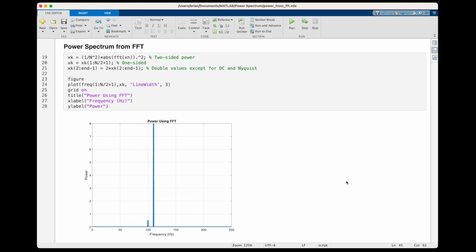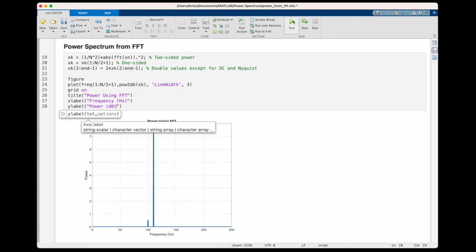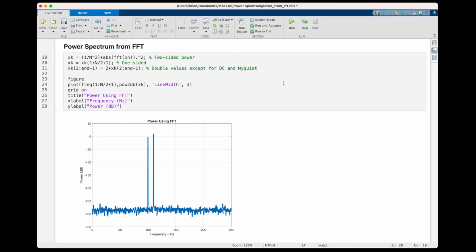But often, we like to look at power in decibels, so let me do that here real quick with the pow2db function, and then rerun this script. And this is the one-sided power spectrum that I created, and it took several lines of code.